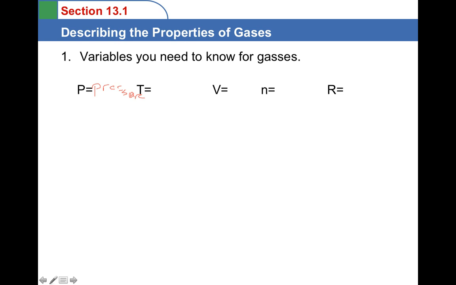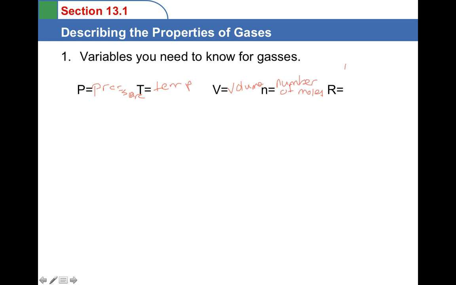Okay, T is temp. V is volume. N is the number of moles. Okay, so just N is moles, and I know that's weird.